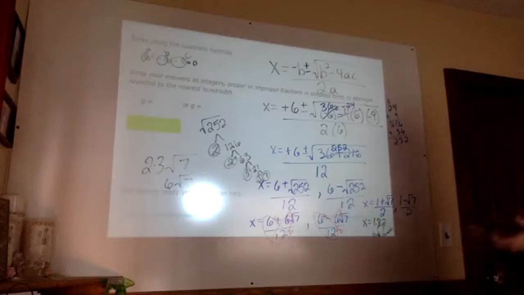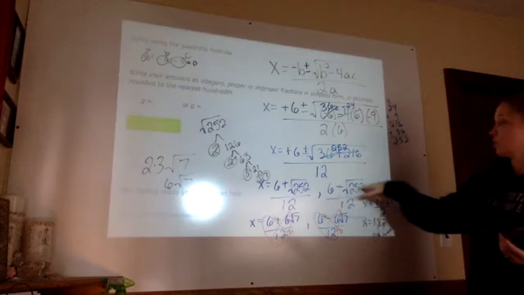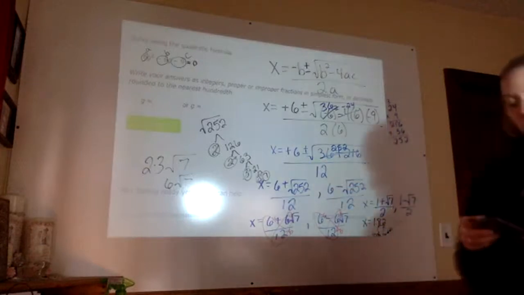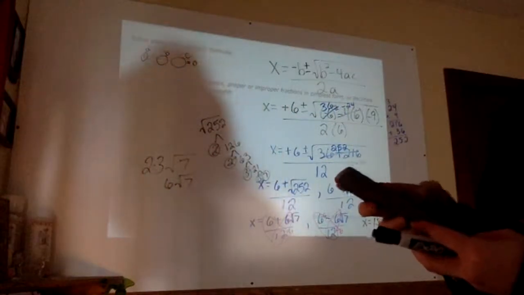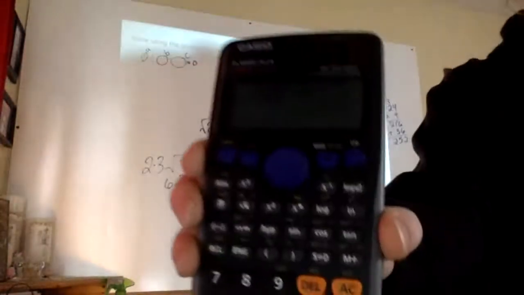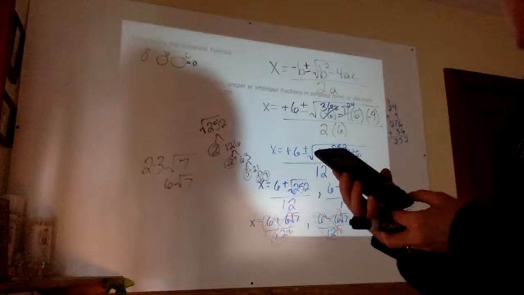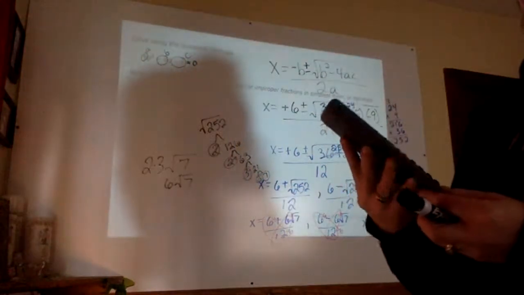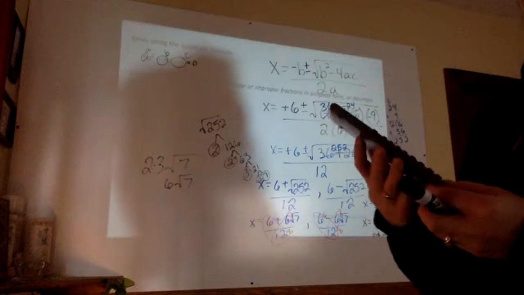Now we've got to do the work for this other one. Now this one, you can do 1 minus the square root of 7, or up here you can do 6 minus the square root of 252. So I'm going to do that. 6 minus square root of 252. So you put it in your calculator, and then you hit enter. And then you divide by 12, hit enter or equal.